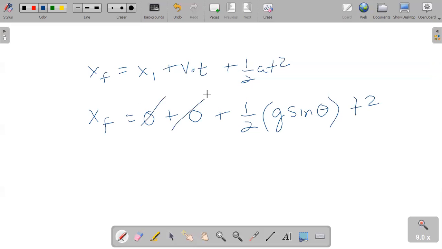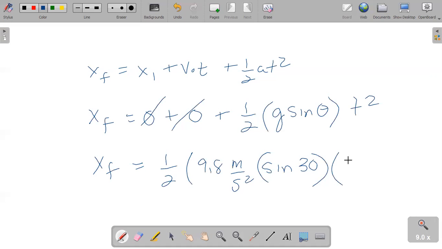So these terms go. So x final equals 1/2 times 9.8 meters per second squared times sine of 30 times 3.5 seconds quantity squared. And your book is going to give this as 3 times 10 to the third meters. That's 3,000 meters. Wow, that's fast. 3.5 seconds for 3,000 meters. Really fast. All right. And that was chapter 4.